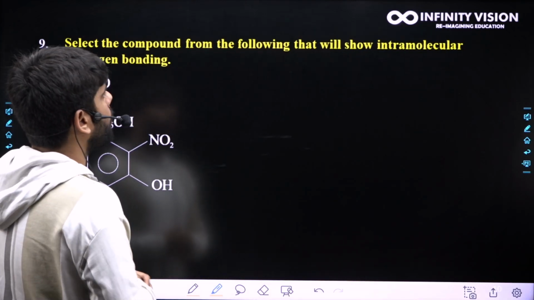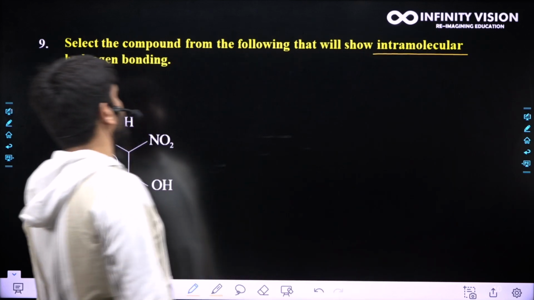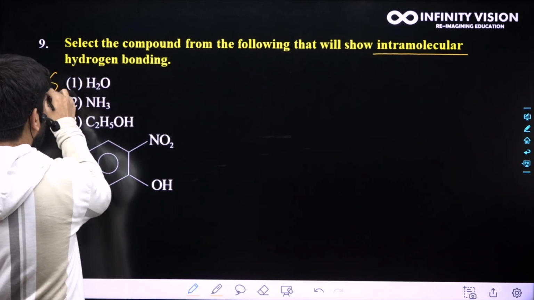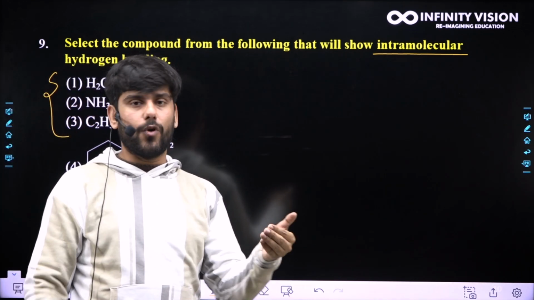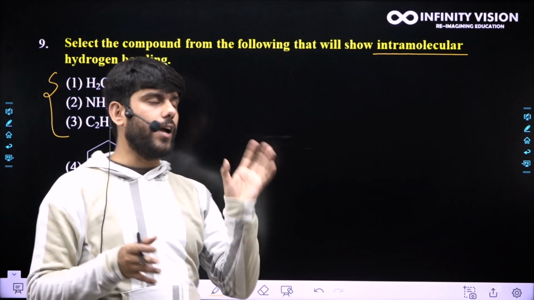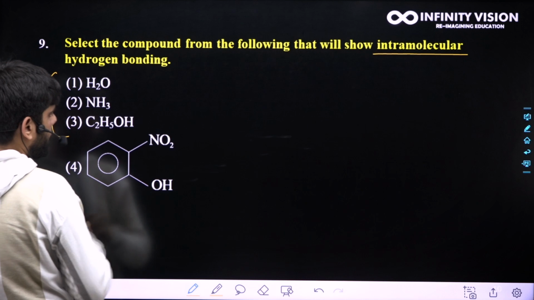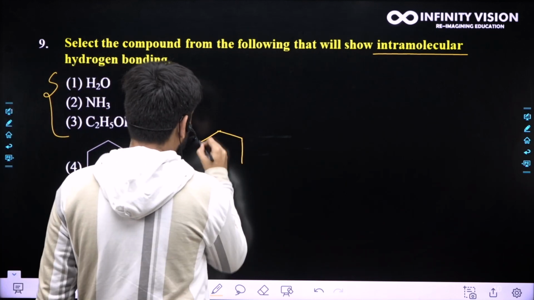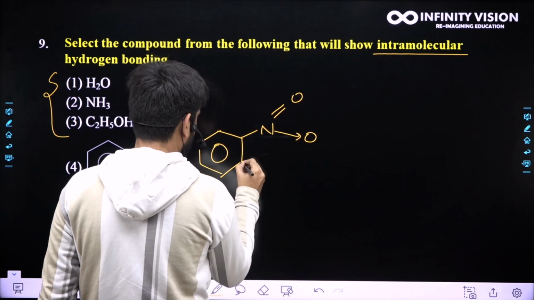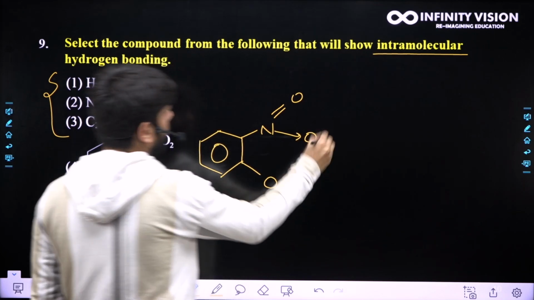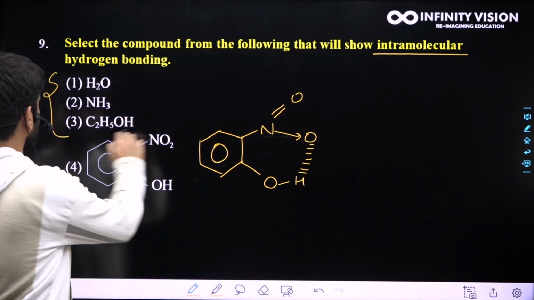Select the compound from the following that will show intramolecular hydrogen bonding, within the same molecule. So H2O, NH3 and ethanol are all capable of undergoing intermolecular hydrogen bonding. That means association of molecules via hydrogen bonding. But this orthonitrophenol, what do we have? So here, we can write it like this, and this is OH, it is capable of undergoing intramolecular hydrogen bonding. So fourth is the right answer.